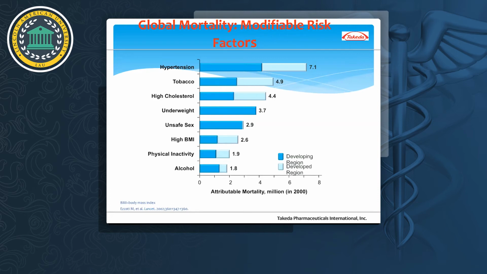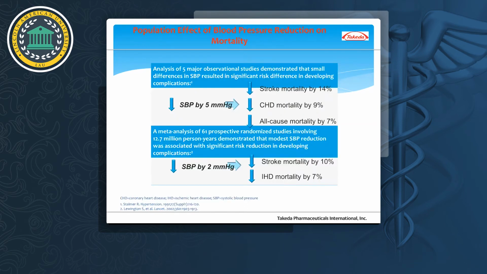So you should imagine how important it is for you to address anybody having hypertension. And this is the population effect of blood pressure reduction and mortality. By decreasing systolic BP by just 5 millimeters, you decrease stroke by 14%, coronary heart disease by 9%, all-cause mortality by 7%. You can see how significant an effect it has on mortality.